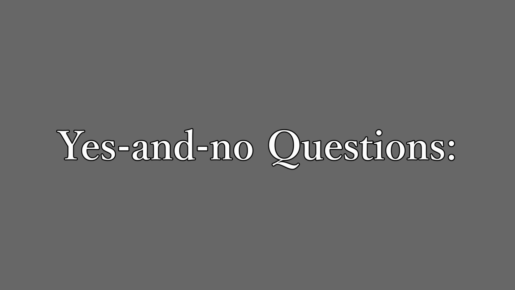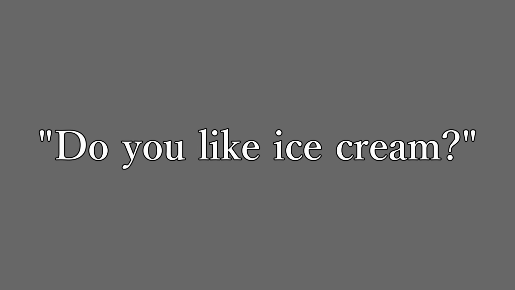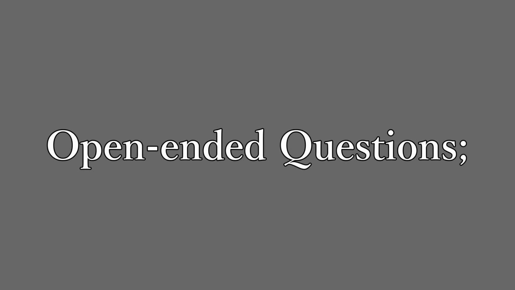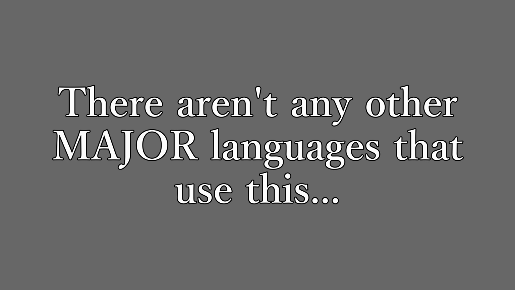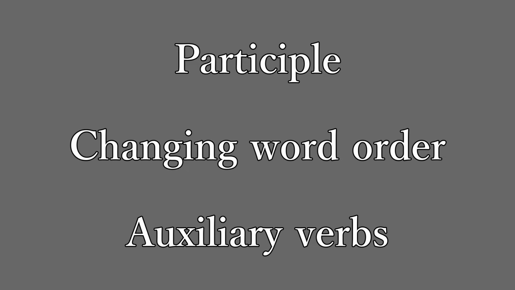Probably the most common way do support is used in modern English is with questions. For yes and no questions, an example would be something like, do you like ice cream? While for more open-ended questions, we can say something like, where do you live? As far as I know, there aren't any other major languages that have a system like this. Every language has its own way to form questions, whether it is with a particle, changing word order, or using an auxiliary verb like English.